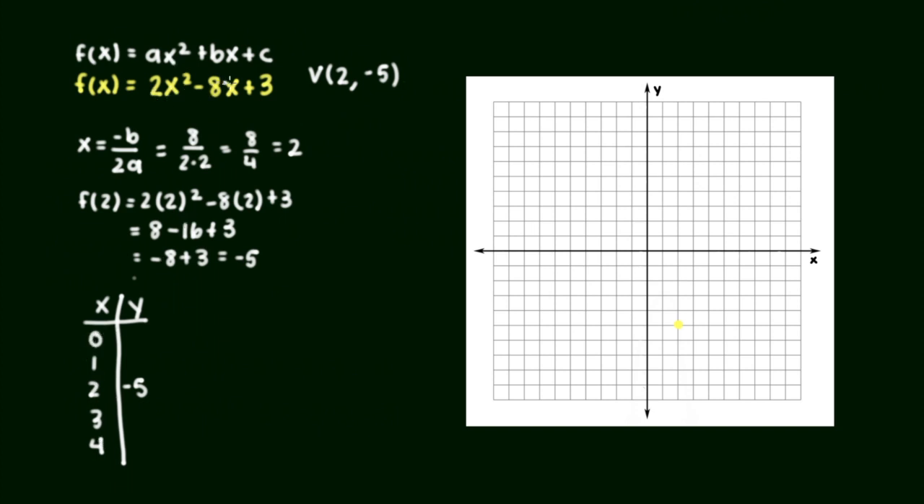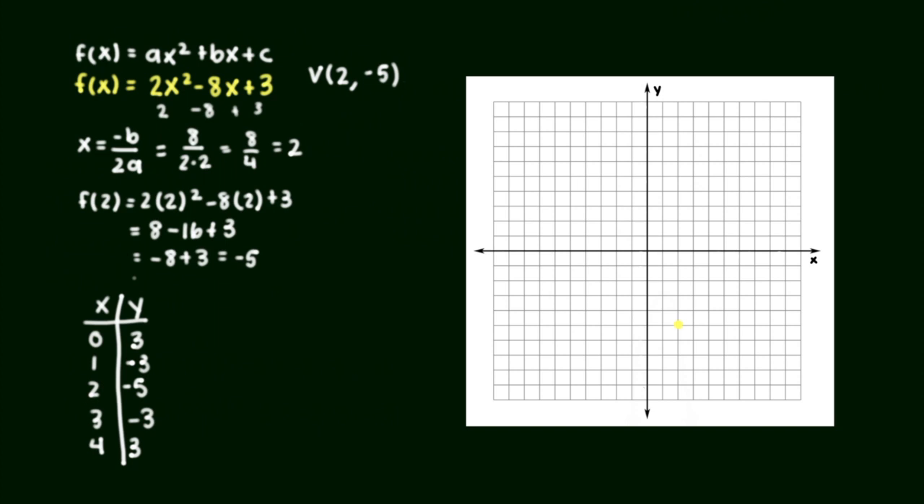So 0 will cancel these 2 out and leave us with 3, which means that 4 will also have a y value of 3. If we plug in 1, 1 squared is 1, times 2 is 2, and then negative 8 times 1 is negative 8 plus 3. So 2 minus 8 is negative 6 plus 3 is negative 3. And that will be our points 1, negative 3, and 3, negative 3.